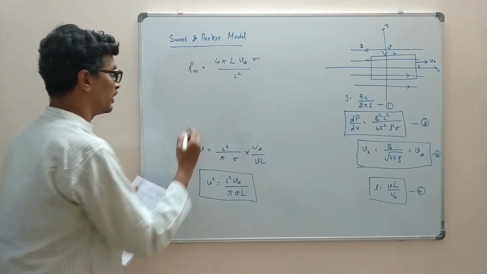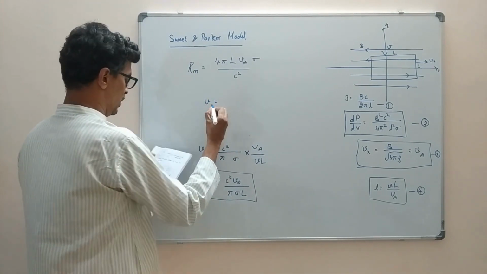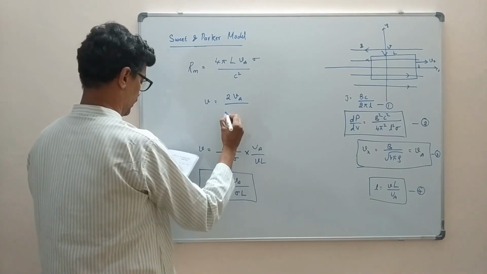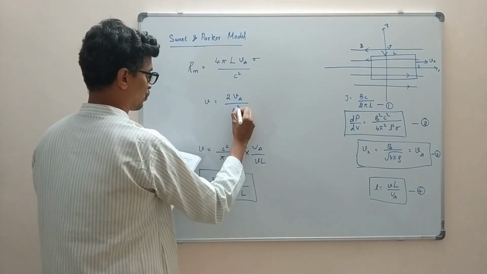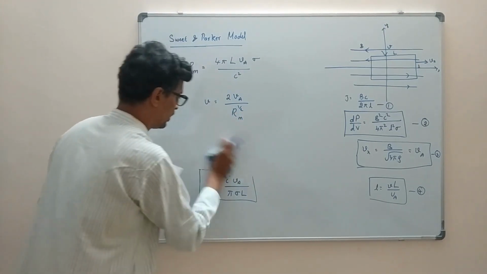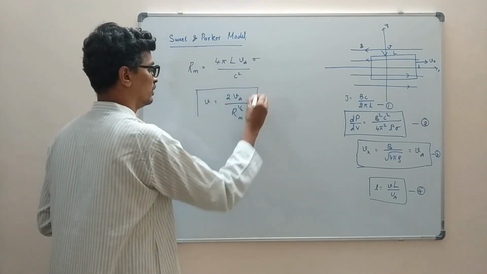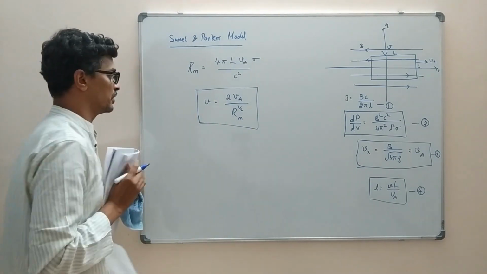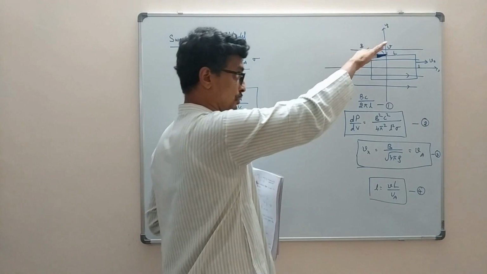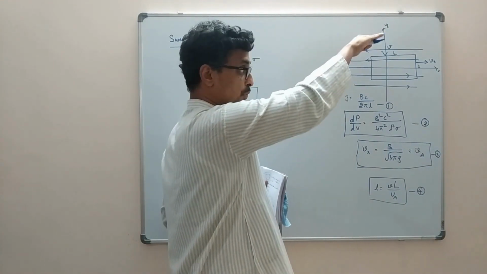And when you do that, finally you will see your V will be 2 times the Alfven velocity into the square root of your magnetic Reynolds number. This is a very interesting expression we got for the velocity. This is the velocity at which your magnetic field lines are basically convected into the neutral sheet.